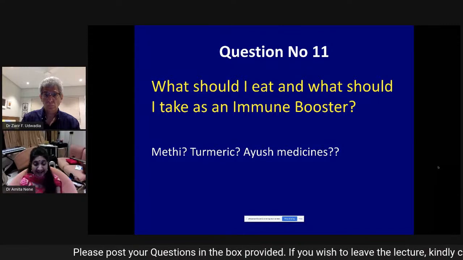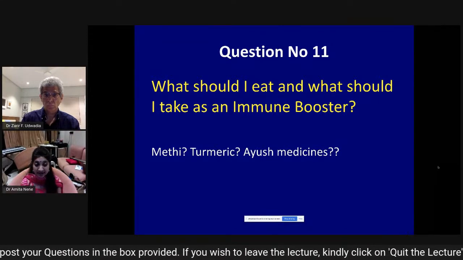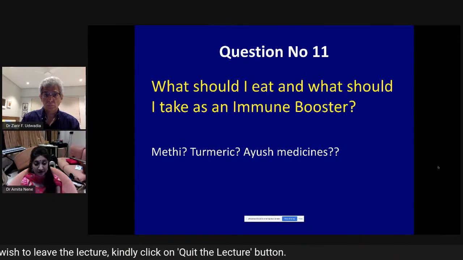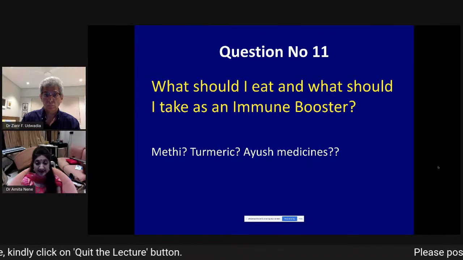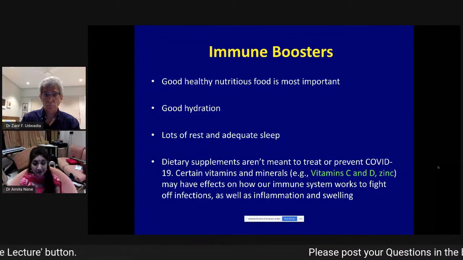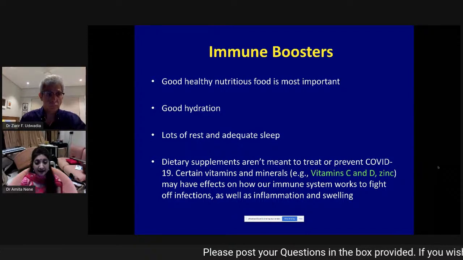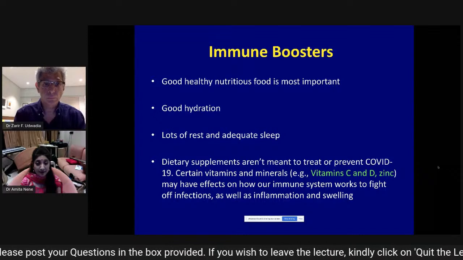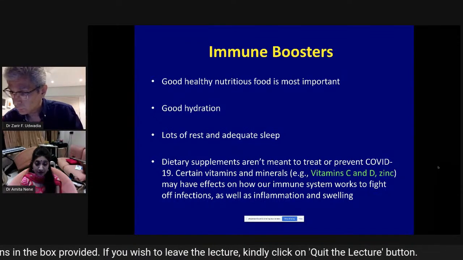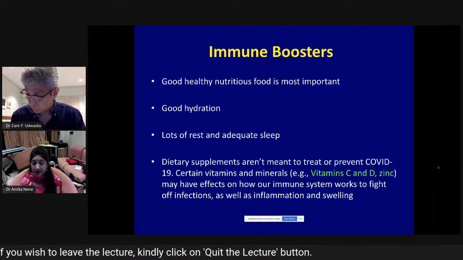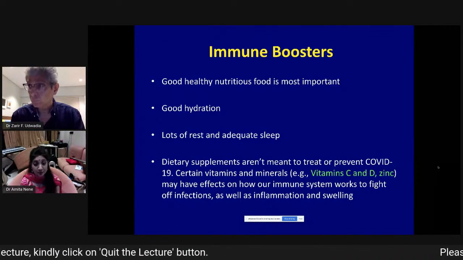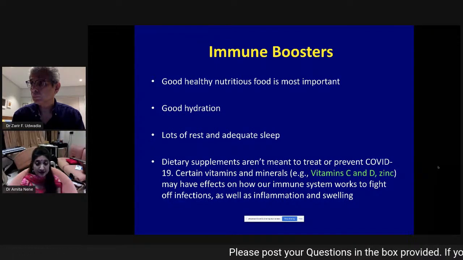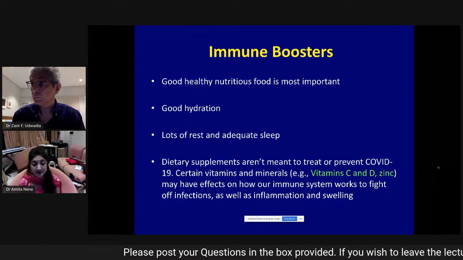An important question, which Dr. Roshni also covered very well, is what should I eat and what should I take as immune boosters? Should I have methi? Should I have turmeric? What about Ayush medicines? They sound so promising. What I actually advise my patients is that good, healthy, nutritious food is most important. Please eat what you normally eat. Homemade food, good hydration, very, very important. Lots of rest is important. You need mental rest, you need emotional rest, and you require adequate sleep. Please avoid doing stressful work, even brain-wise, and just take rest.